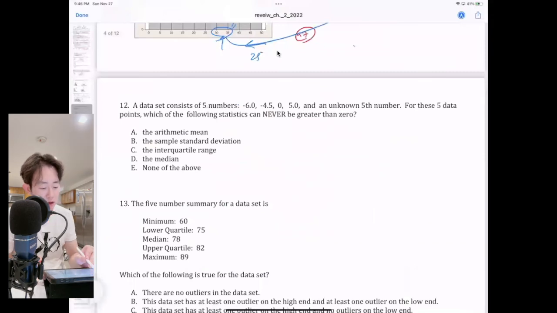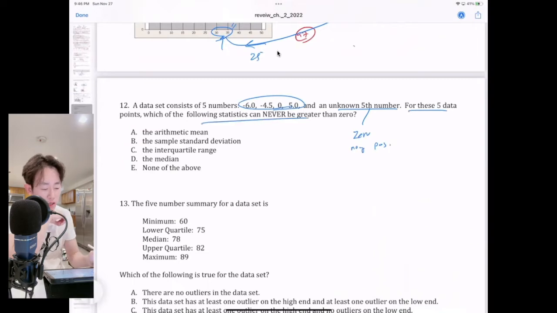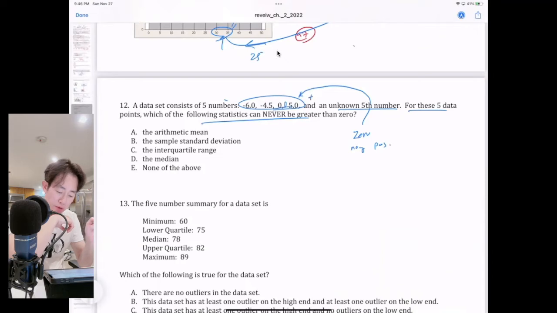A data set consists of 5 numbers, with an unknown 5th number. Now, this could be 0, it could be negative, it could be positive. It never tells me any clues as to what this 5th number is. For these 5 data points, the following statistics can never be greater than 0. So if you plug in 0, or if you plug in a positive or a negative number, there's one statistic that is never going to be greater than 0, which is the median here.